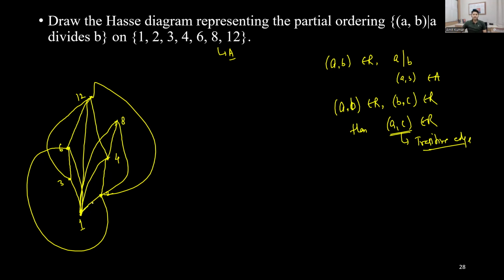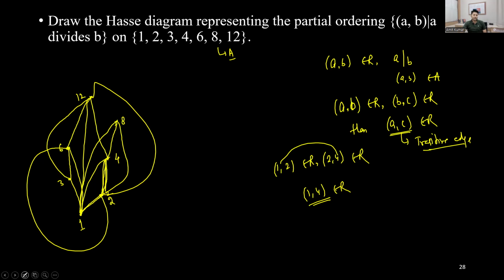Just see, (1, 2) is there. This is your 2. (2, 4) is there. (1, 4) is also there. Let us write it. (1, 2) is in R, yes. (2, 4) is in R. So what will be transitive? (1, 4). So (1, 4) is a transitive edge. It must be removed from the graph. So let us remove this (1, 4) from the graph. So (1, 4) is removed.